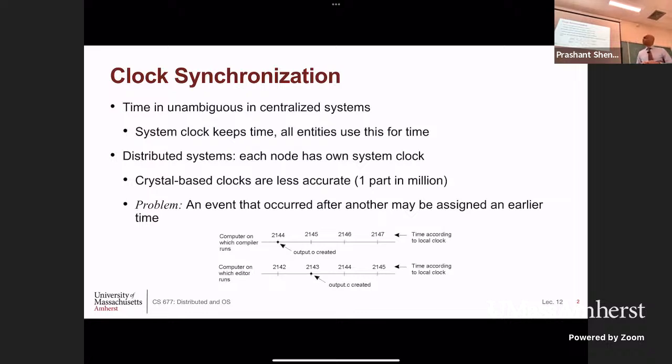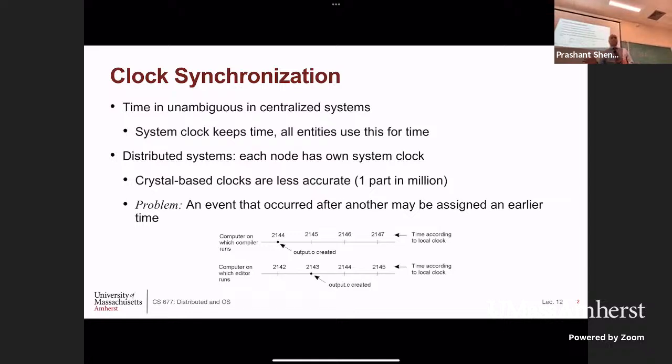We all know what clocks are and how we use clocks. Traditionally, time was defined by when the sun was directly overhead. But now we also have atomic clocks that are even more accurate, that tell us what the time is.